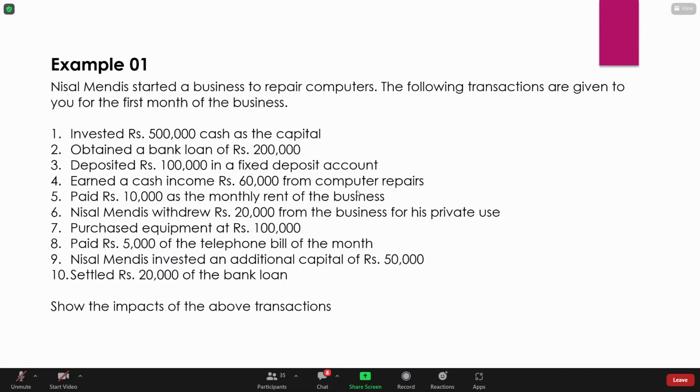Great. Then the other one, paid 10,000 as monthly rent of the business. So what that could be? Rent payment of 10,000. Reduction of cash asset by 10,000 and reduction of liability by 10,000. Liability. Did we have a liability? Isn't the rent person a creditor? No. It is an expense. Rental expense means reduction in the equity.